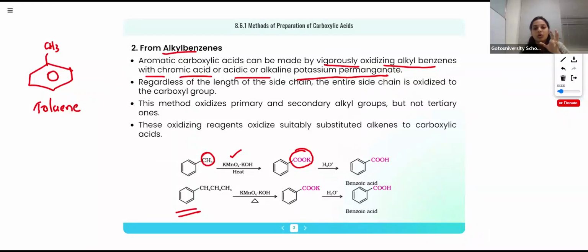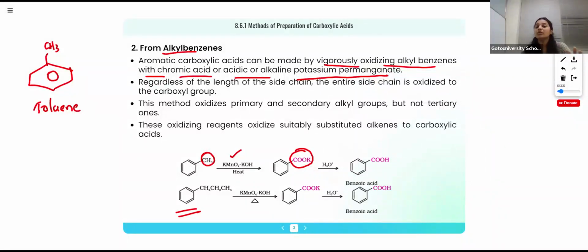It is COOK, the potassium salt of this carboxylic acid. Okay, don't call it cook. This is the potassium salt of the carboxylic acid. Why are we getting the potassium salt? Because we are using potassium hydroxide. If you use sodium hydroxide, you will get the sodium salt of the carboxylic acid. Understood? So you got the sodium or potassium salt of the carboxylic acid.